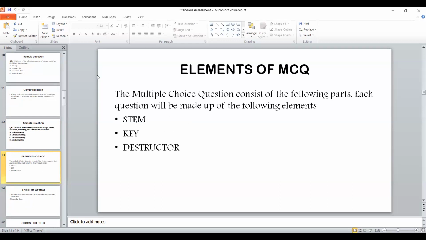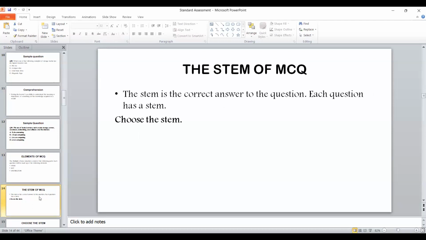I will give an example of the different questions we have had in the groups, where members fail to choose what is correct. That means that the setter of that question never bothered to include what we call the elements of MCQ. So today I will talk about some of these elements.